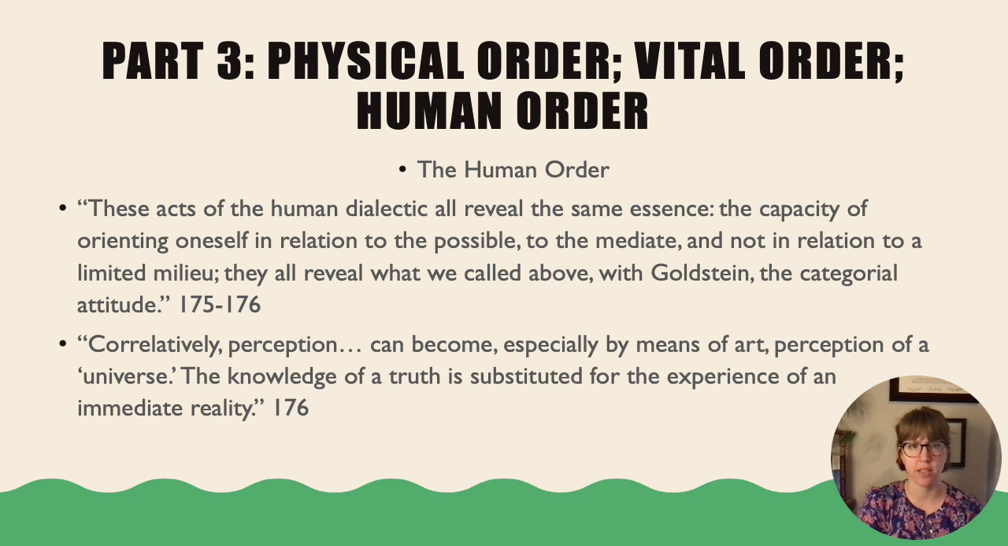He says, these acts of the human dialectic all reveal the same essence, the capacity of orienting oneself in relation to the possible, to the mediate, and not in relation to a limited milieu. They all reveal what we called above with Goldstein, the categorial attitude. I don't think that's a typo. I think in the book it said categorial, not categorical. Correlatively, perception can become, especially by means of art, perception of a universe. The knowledge of a truth is substituted for the experience of an immediate reality.